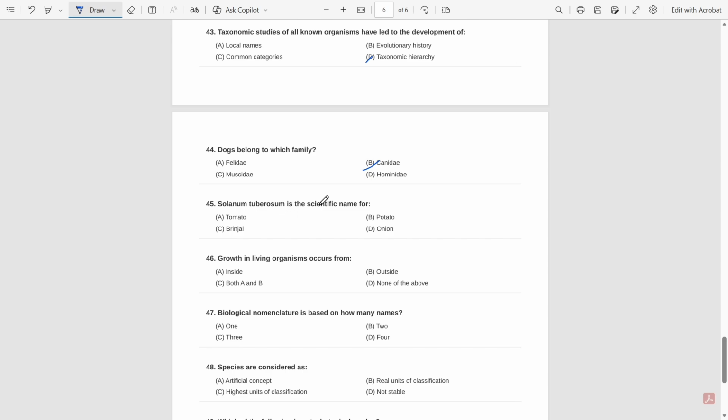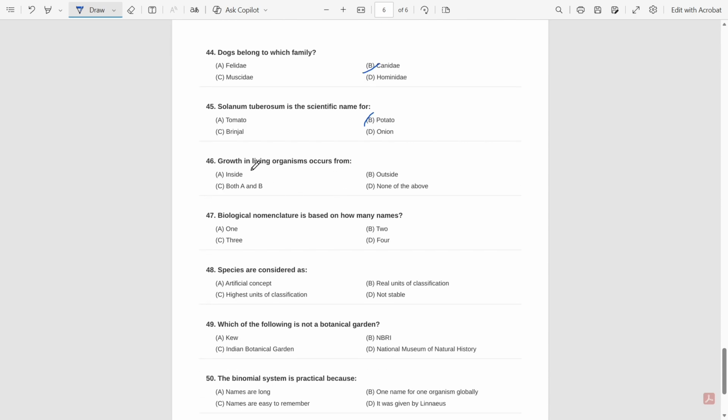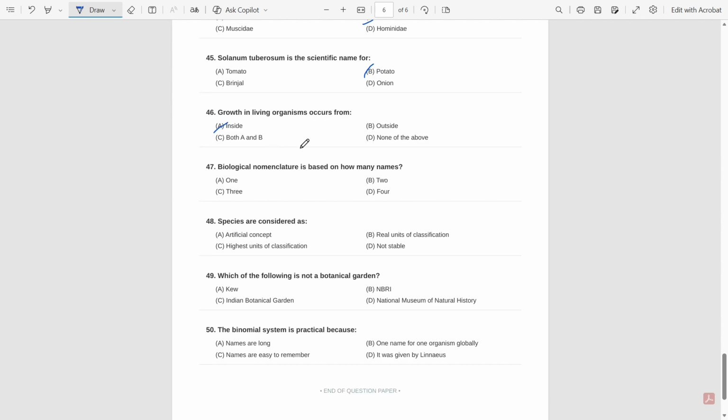45. Solanum tuberosum is the scientific name for A. Tomato, B. Potato, C. Brinjal, D. Onion. B. Why tuberosum refers to the tuber-producing potato plant. 46. Growth in living organisms occurs from A. Inside, B. Outside, C. Both A and B, D. None of the above. A. Why living growth is internal, intrinsic, whereas non-living growth, like a sand dune, is external.